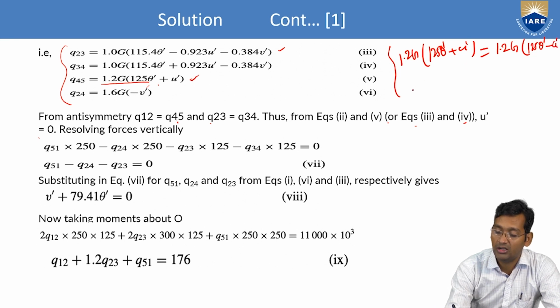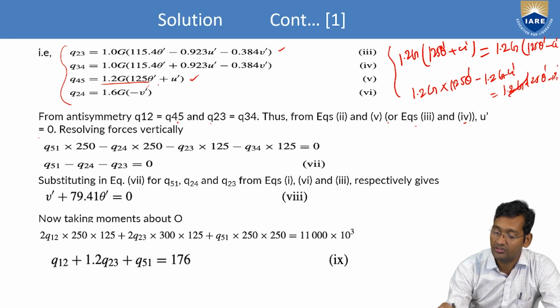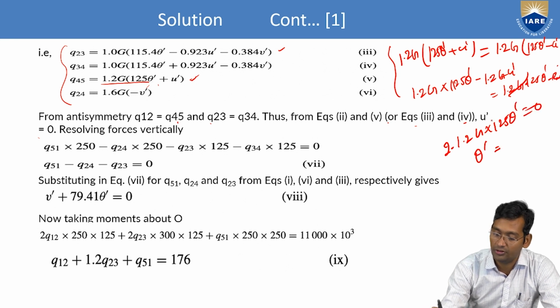After multiplying, what will we get? 1.2 g into 125 theta dash minus 1.2 g u dash, that equals 1.2 g into 125 theta dash minus 1.2 g u dash. So this will get cancelled. After bringing this across, we will get 2 into 1.2 g u dash equals 0. So from here, u dash will be equal to 0.